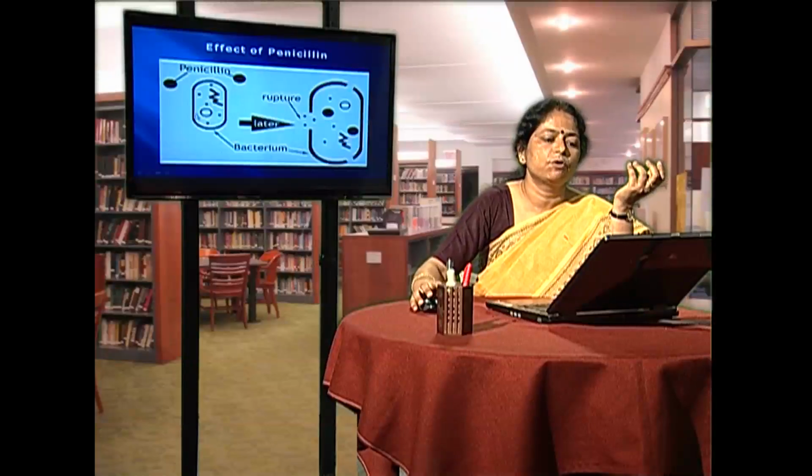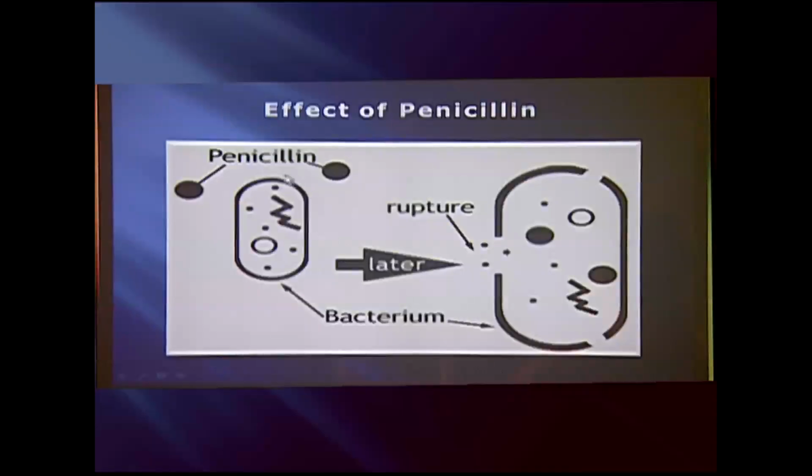So ultimately what we see is you have a penicillin which attacks the bacterial cell, and ultimately the bacterial cell wall synthesis does not take place and the cytoplasmic content which is present in the bacterial cell comes out. Also, sometimes spheroplast formation may take place.